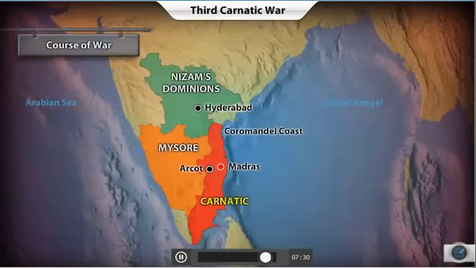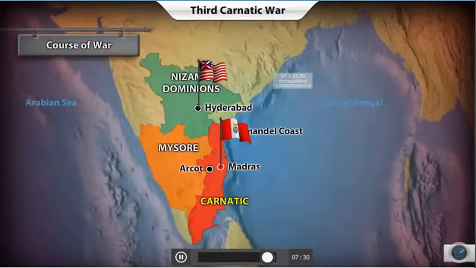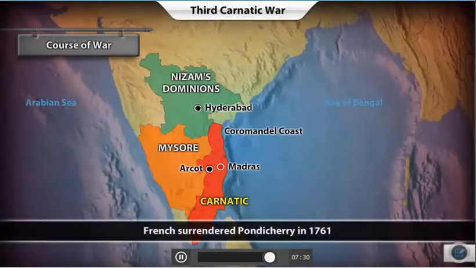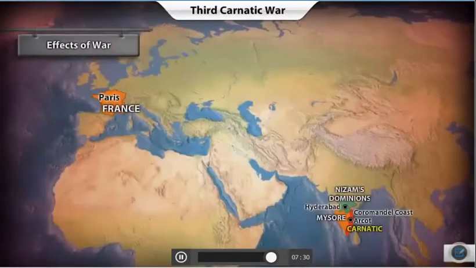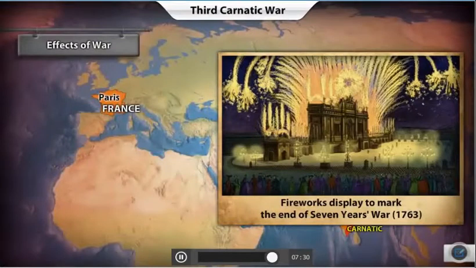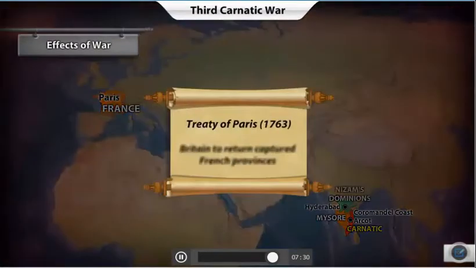In the meanwhile, the French general at Hyderabad attacked Madras, leaving the gates open for the British to capture Hyderabad. Once Hyderabad was captured, the British concentrated on Madras and defeated the French at Wandiwash in 1760. By 1761, the French surrendered Pondicherry, their commercial base, to the British. The Third Carnatic War ended with the end of the 7 Years' War in 1763. However, as per the Treaty of Paris, the British returned all the captured French provinces.